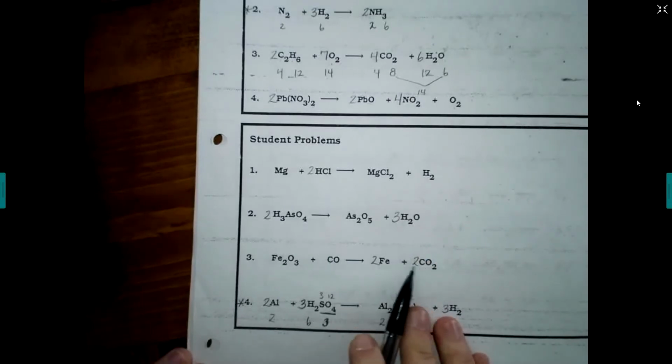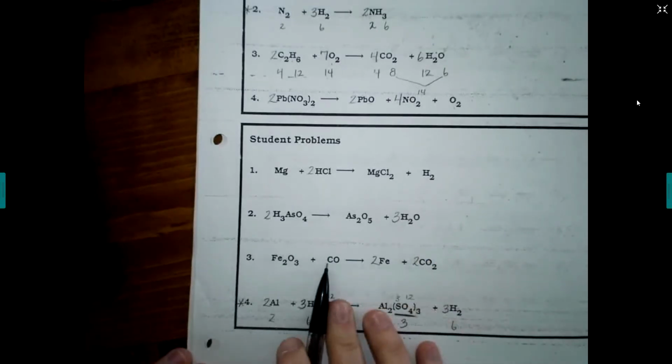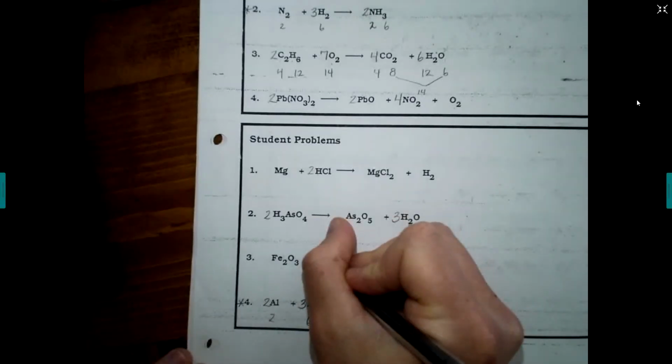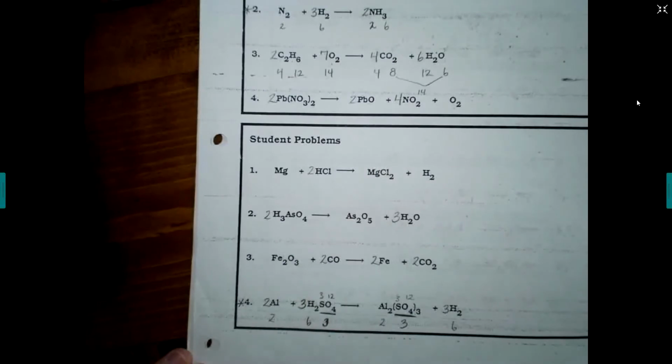But now that gives me 2 carbon, and I only have 1 carbon. So notice the pickle we're getting ourselves into, because if I put a 2 in front of carbon, now my oxygens are messed up. Now I have 5 oxygens and 4 on this side.